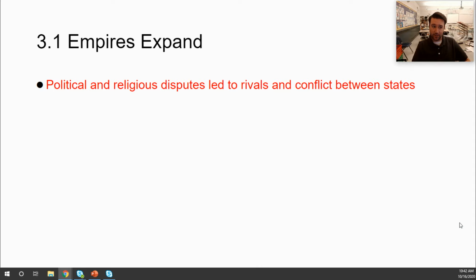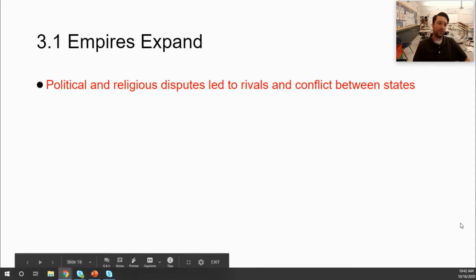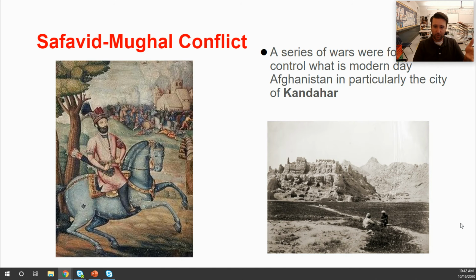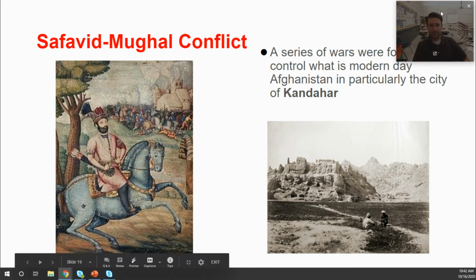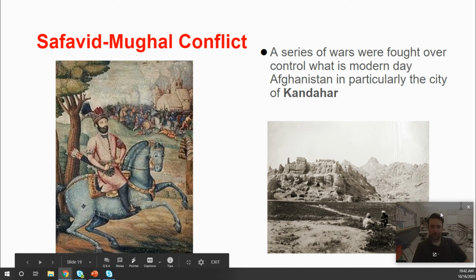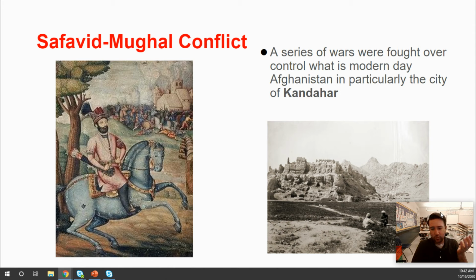So, moving on, I hope you're still with me at this point, but political and religious disputes led to rivalries and conflicts between states. So let's start with the Safavid-Mughal conflict. This is another example of conflict between states, and this is one that's provided by College Board. The basics of this was a series of wars fighting over control of what is now modern-day Afghanistan. The Mughals are Sunni.